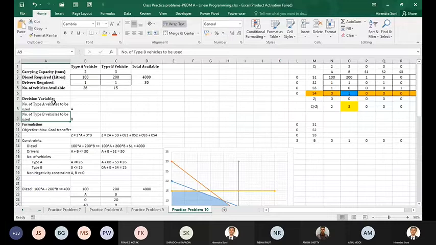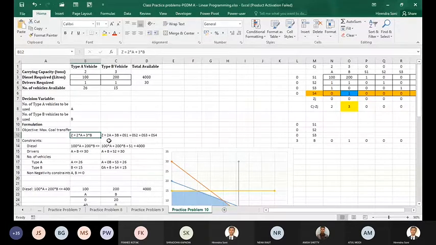And then we started with our formulation, where the objective was to maximize the coal transfer. Since type A vehicles can carry 2 tons and type B vehicles can carry 3 tons, my objective function becomes Z equals 2 times the number of vehicles of type A plus 3 times the number of vehicles of type B. Correct? So I will have to maximize this. Number of type A vehicles and number of type B vehicles to be used, so that my total coal transfer is the maximum. Are we okay up to this?